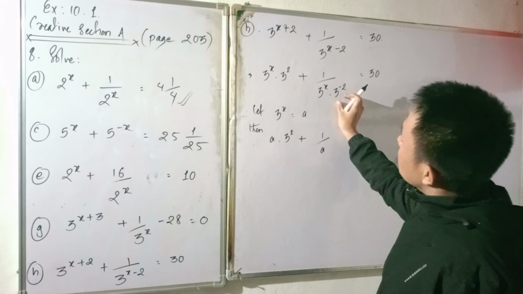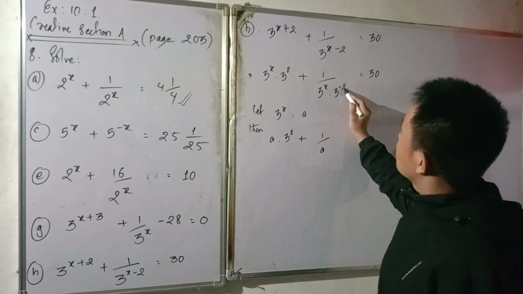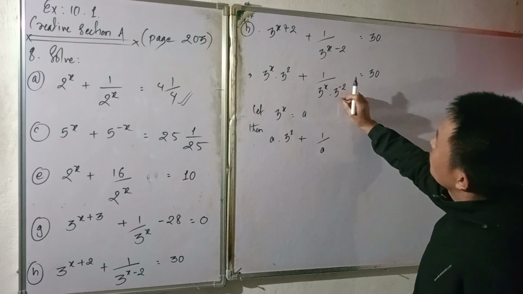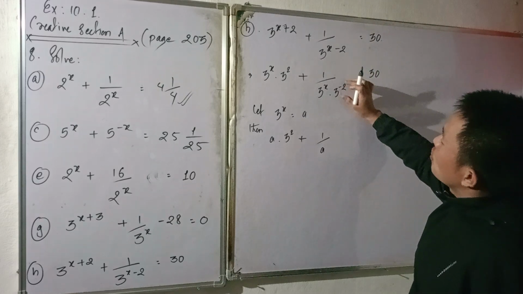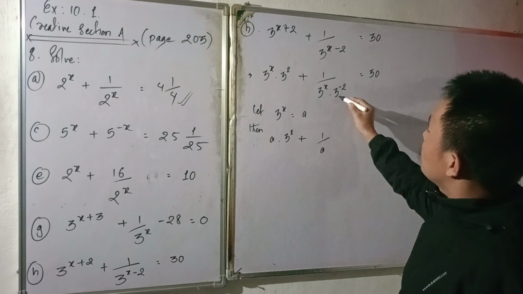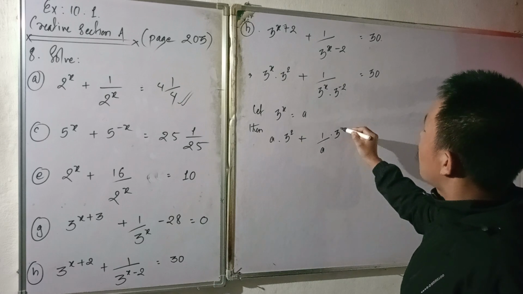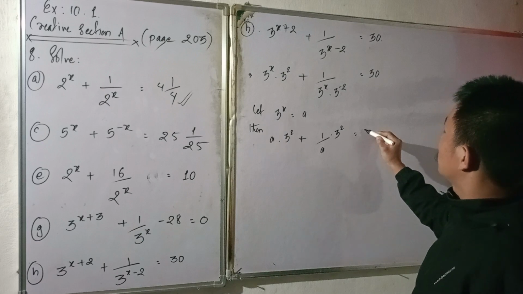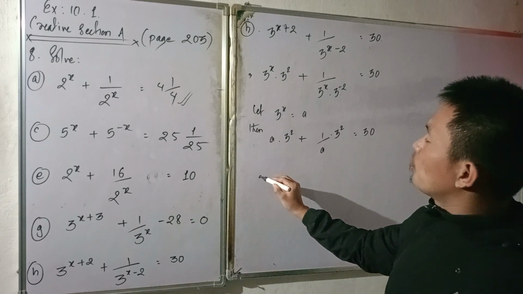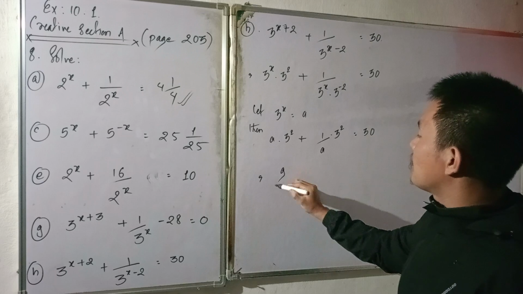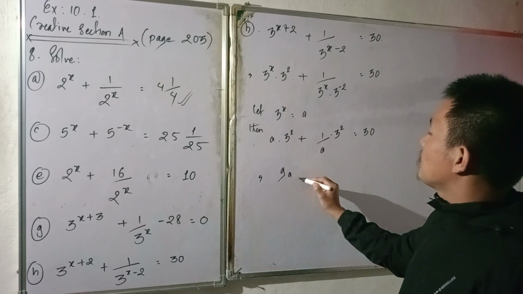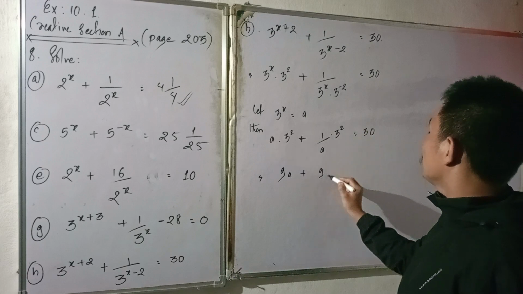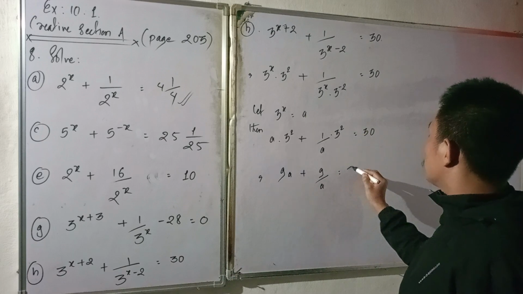This is in the denominator. The power here, 3 power square, is negative. So if you move this into the numerator, it becomes 3 power square, positive. The power becomes positive. You know the rules of indices. Now 3 power square is 9, 9 times a is 9a. So this one is also 3 power square, 9. 9 by a is equal to 30.